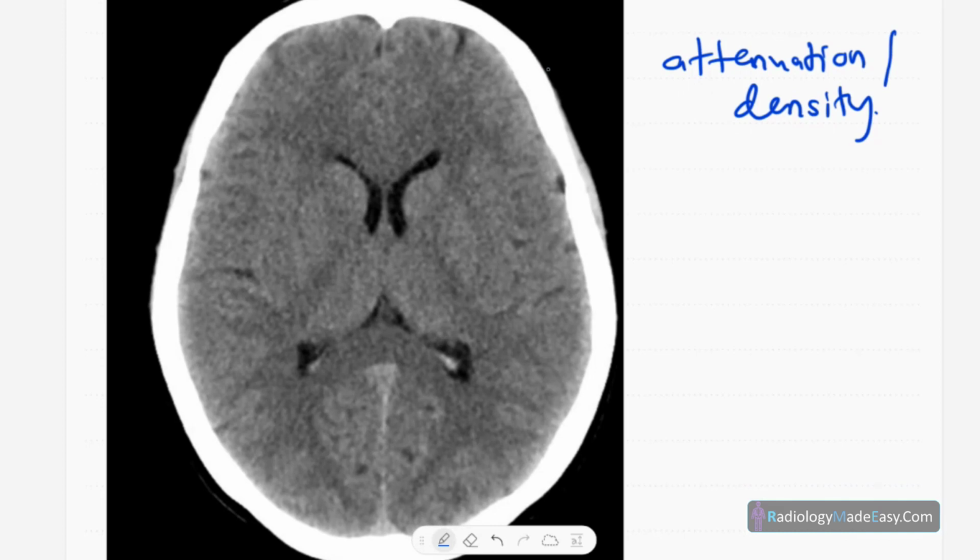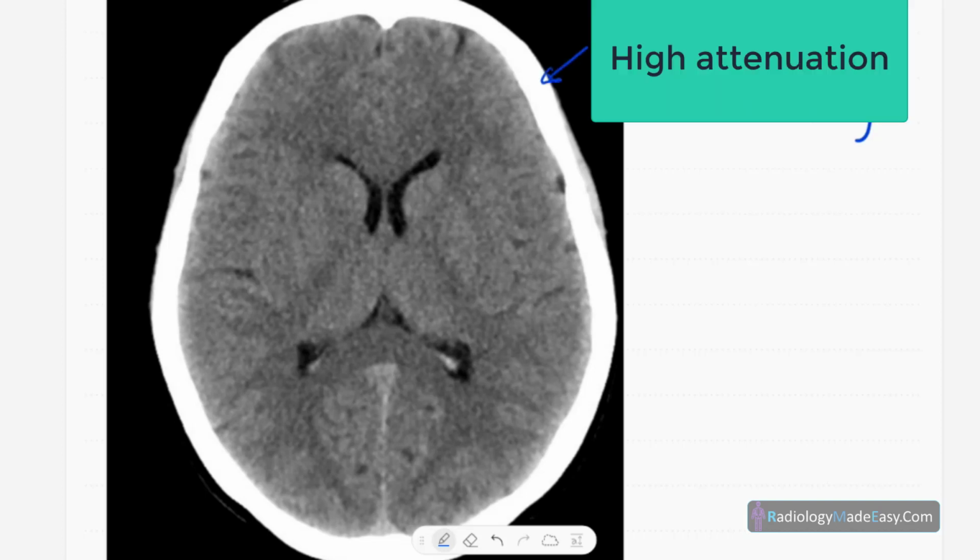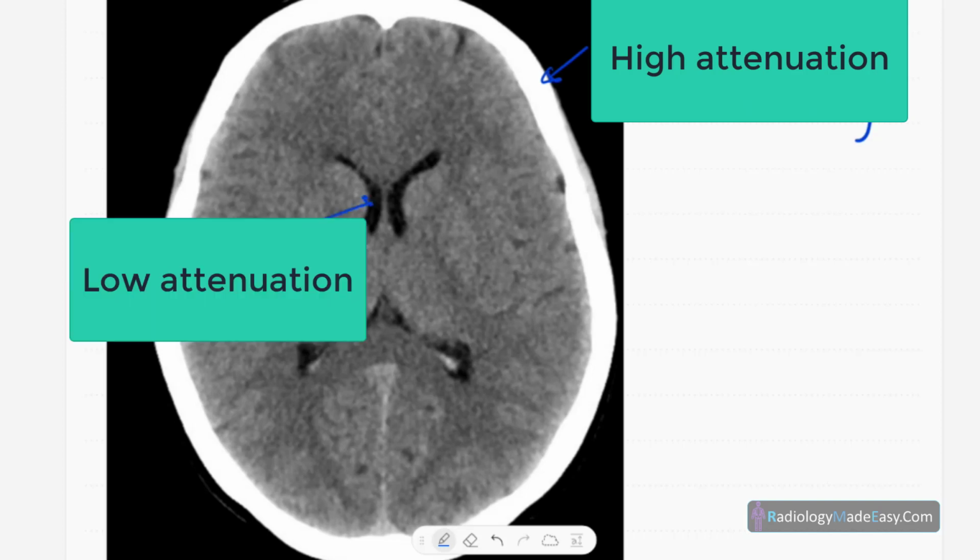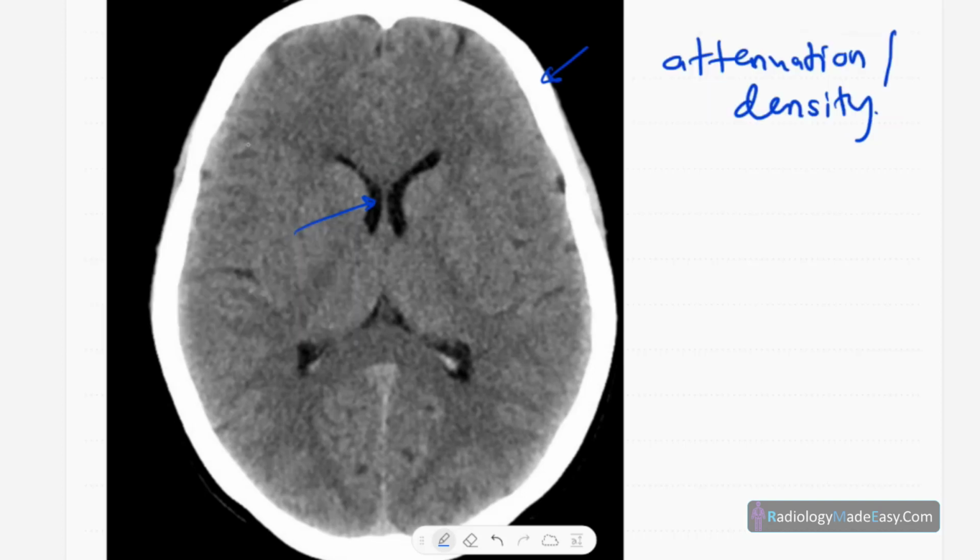When you are dealing with CT, we describe the attenuation or density, whether it has a high attenuation or a low attenuation. High attenuation or high density is seen as white color like this, here the bone, skull bone, and low attenuation is seen as dark or black color like in the lateral ventricles. So fluid has low attenuation or low density. Bone and calcium have a high attenuation or high density.